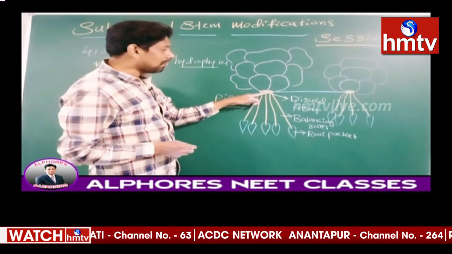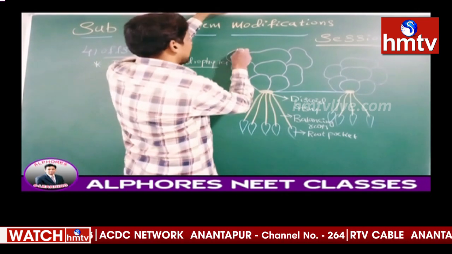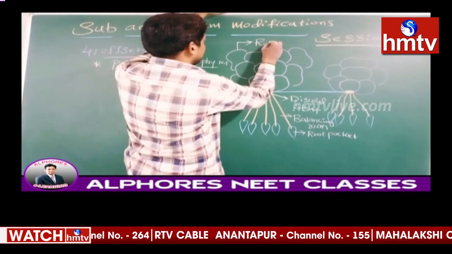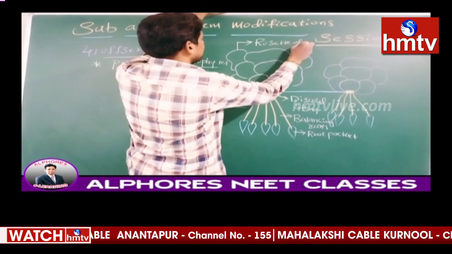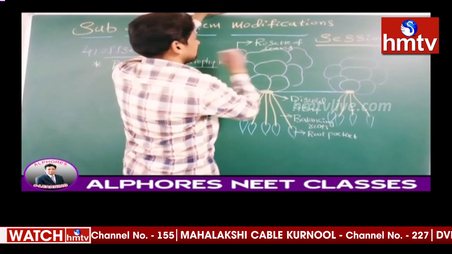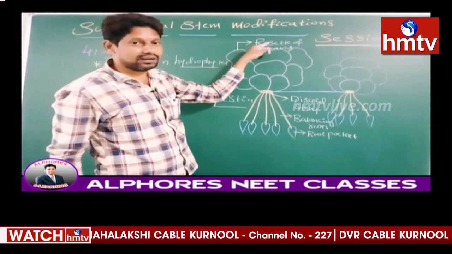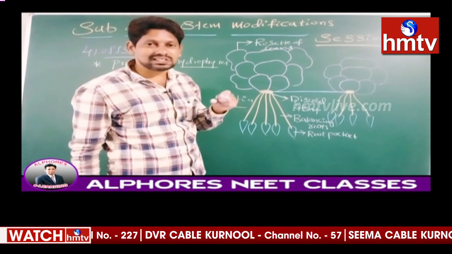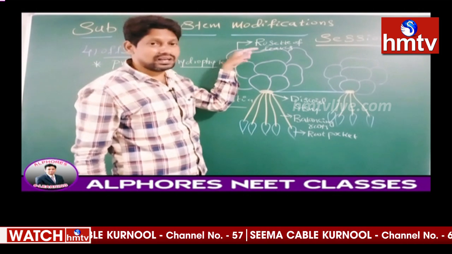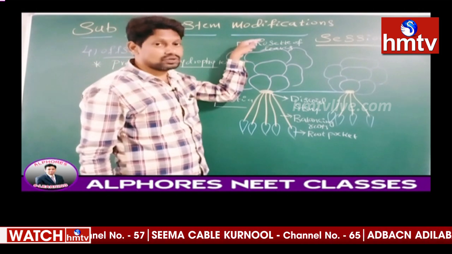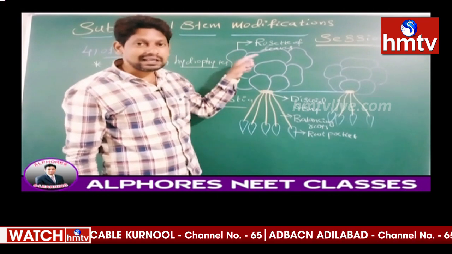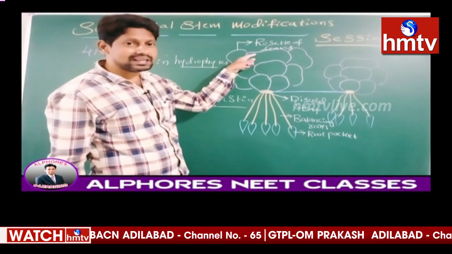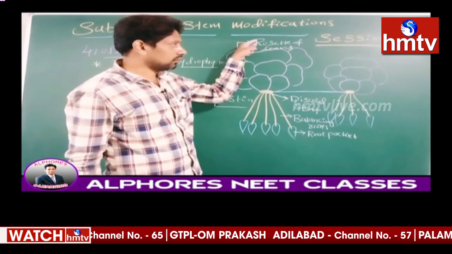On the upper surface of this discoid stem, a rosette of leaves is present. Sir, what is the meaning of a rosette of leaves? In a rose flower, see how closely the petals are arranged. If leaves are arranged like that, like the petals of a rose, then that arrangement is called a rosette of leaves.